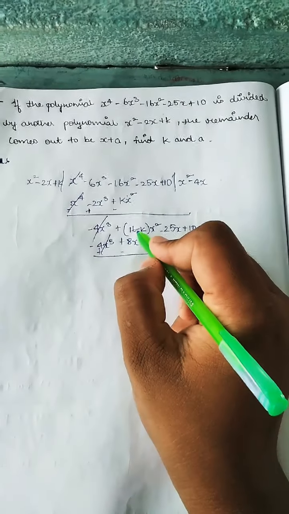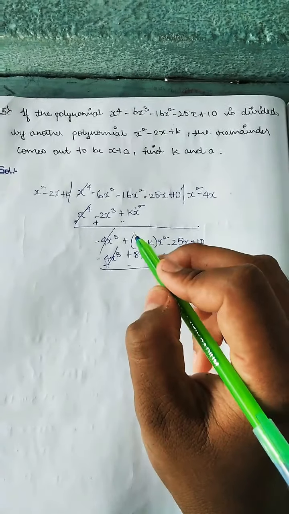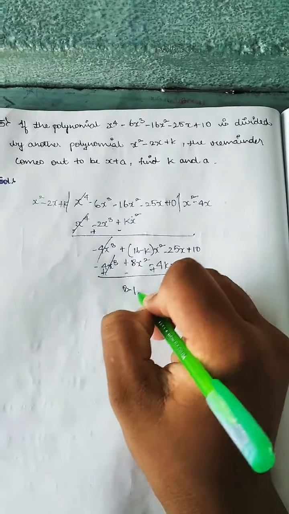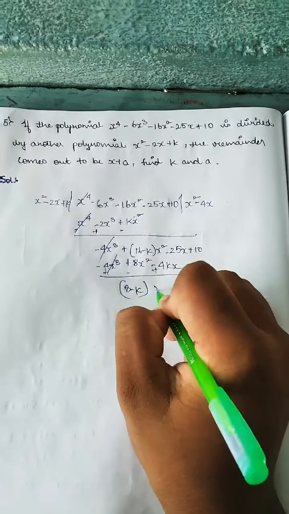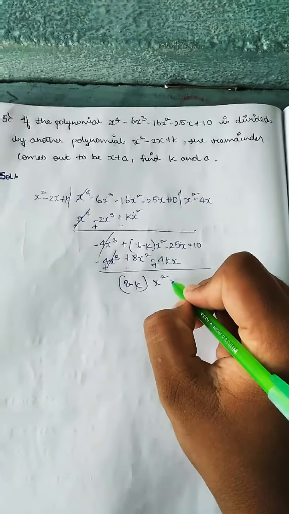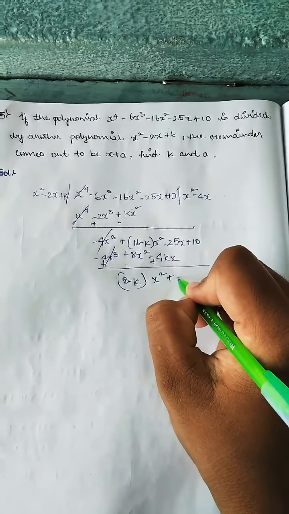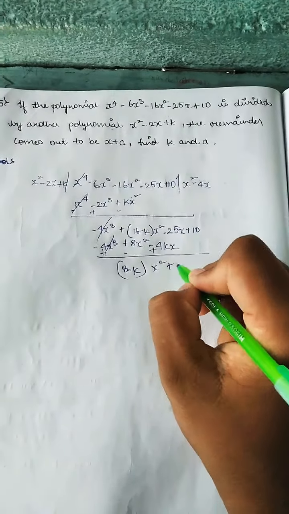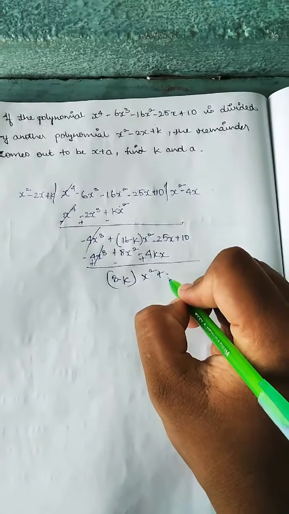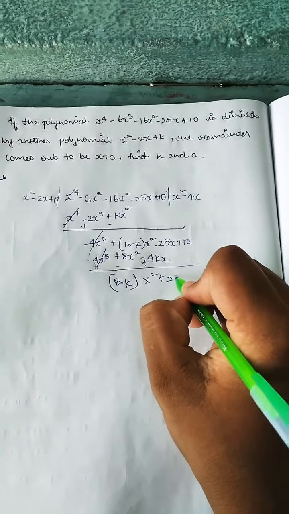So 16 minus 8 is 8, so we get 8 minus k of x square. Here the remaining is 8 minus k of x square, then minus 25x and plus 4x, here we will get 29x.